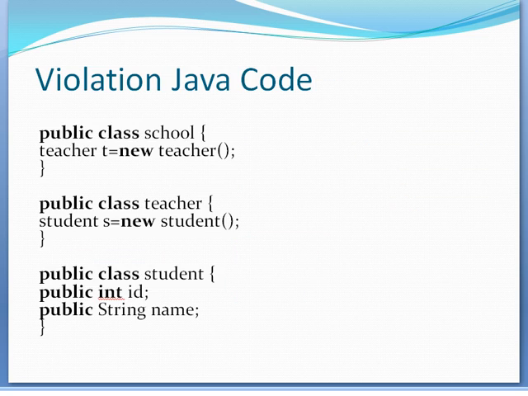As we see here in our violation Java code, we have class school, class teacher, and class student. Class school declares an object of class teacher and an object of class student. So it's difficult to understand, and we make very tight coupling between these classes.